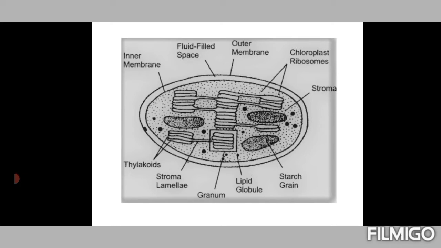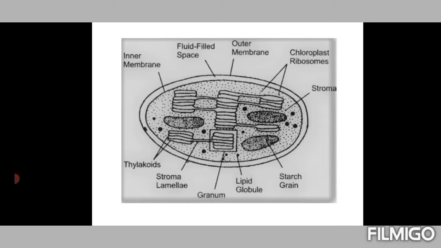So this is a drawn picture. You can see the outer membrane. This is the outer membrane. Then this is inner membrane. So there is an intermembrane space here in between these two membranes. And inside it, there is a stroma, just like mitochondria is having a mitochondrial matrix and outer inner membranes. This chloroplast is also having outer inner membranes and stroma. Instead of matrix, this is called stroma.